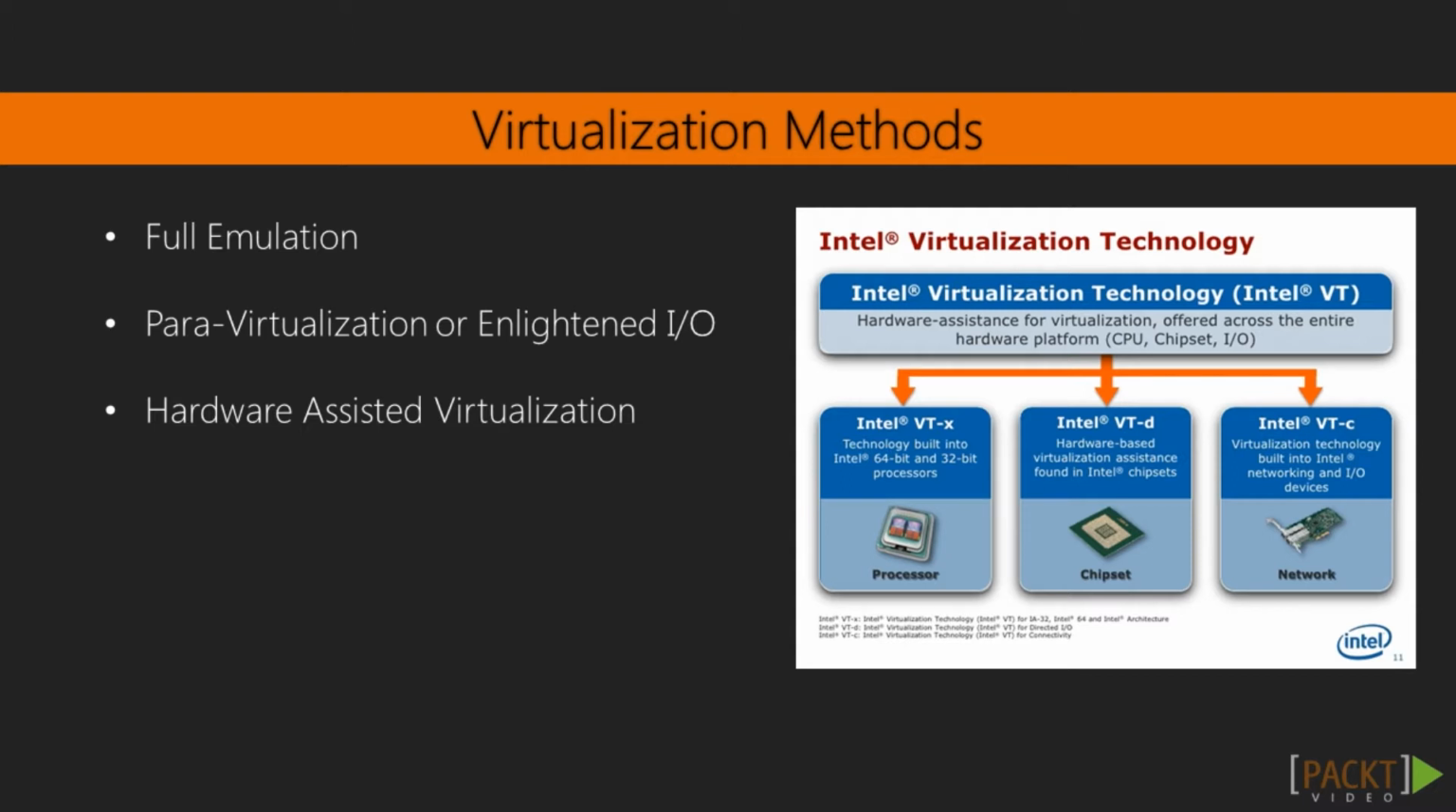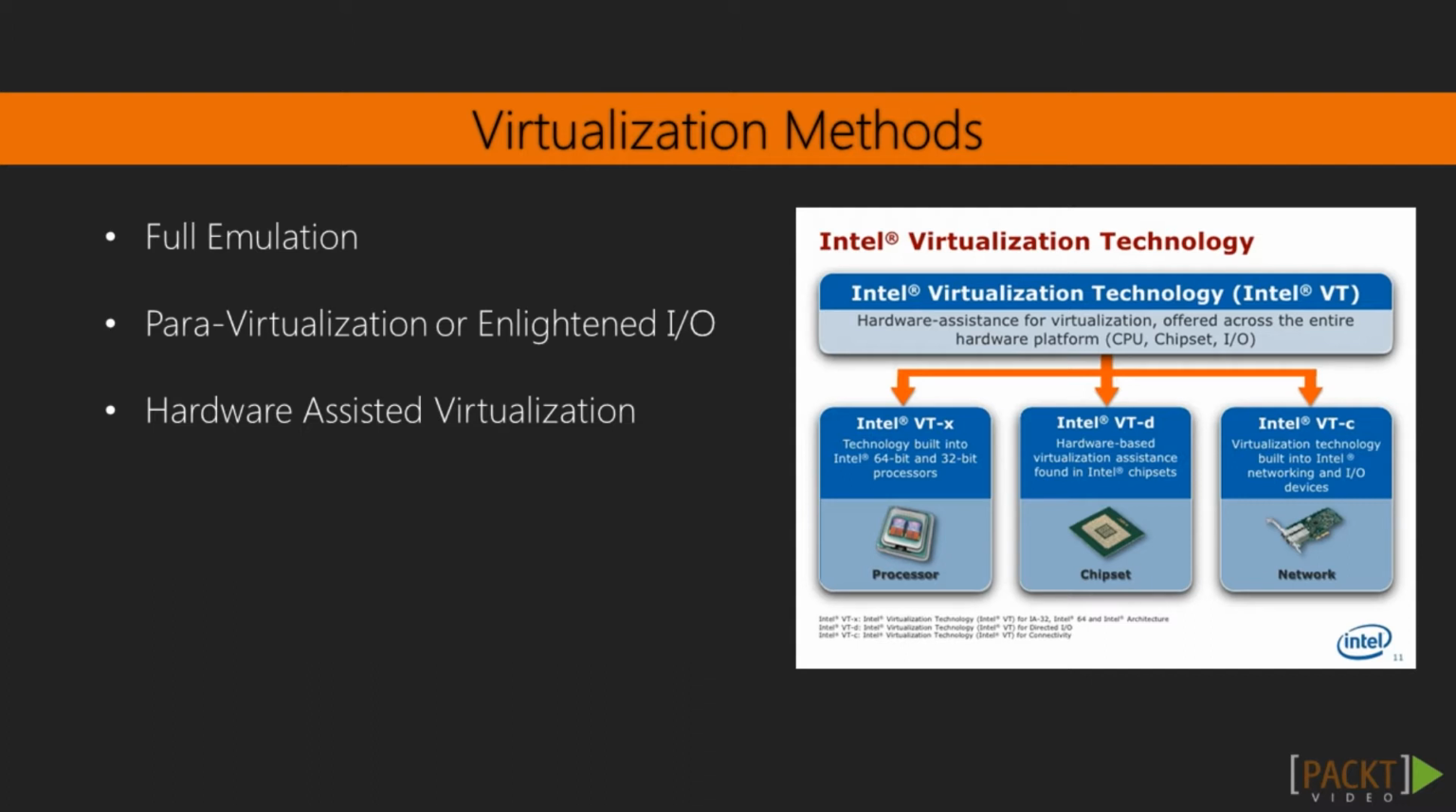Here are some terms to help you understand how hypervisors do this. Full emulation was the first type of virtualization, meaning the hypervisor had to emulate all of the underlying hardware. This is an older technique and performance is not really that good.